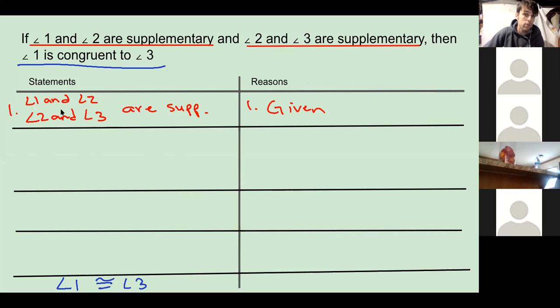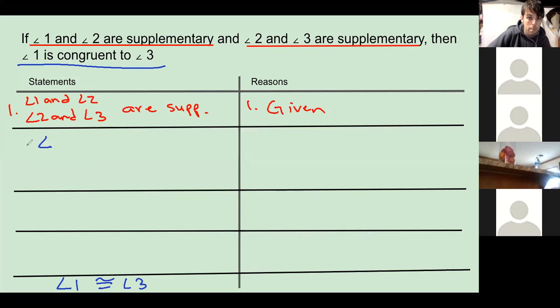supplementary is a really nice relationship. It actually lets us write an equation, right? Whenever we know that two angles are supplementary, we know they actually have to add up to 180. So these two relationships will actually let me set up two equations. The reason that I'm not able to set up a single equation is because I don't have a direct relationship between angle 1 and 3 yet. And remember, that's what we're trying to establish. So I can't just write one equation, but I can write two. And that's based on this statement right here.